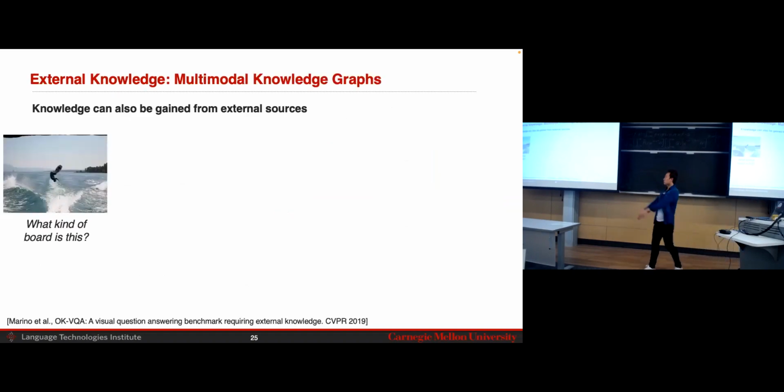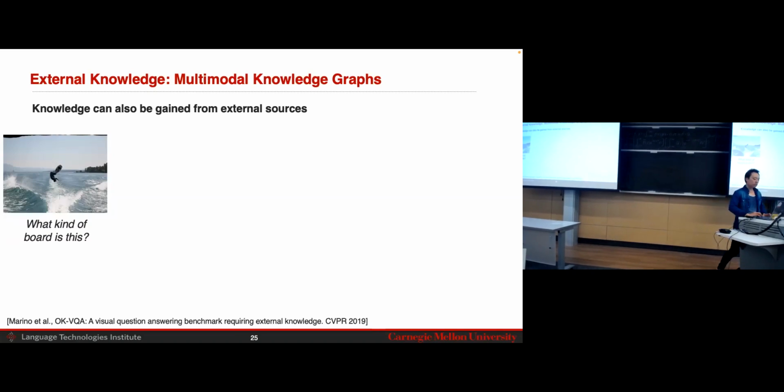So the whole idea of external knowledge is based on the fact that knowledge can be gained from external sources. Just having a supervised data set isn't enough for you to contain all the knowledge you want to solve your problem. One example of a very cool data set, back in CVPR 2019, is a new visual question answering benchmark that requires explicit external knowledge.